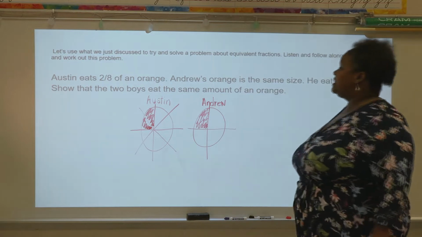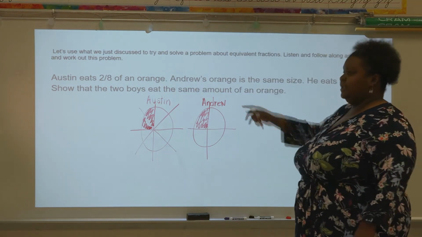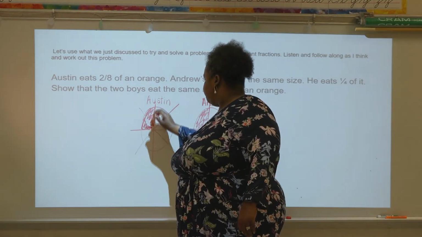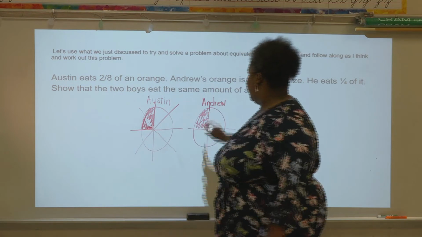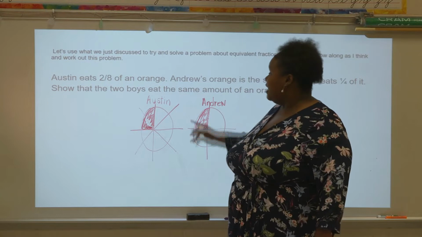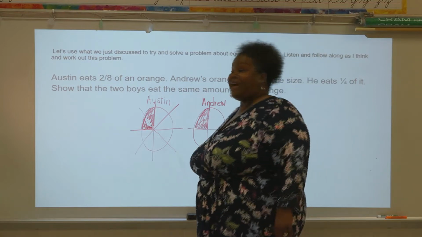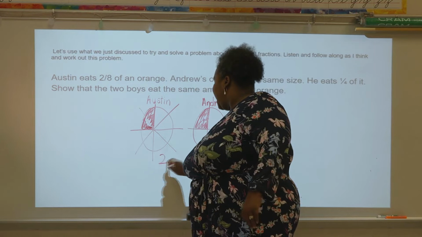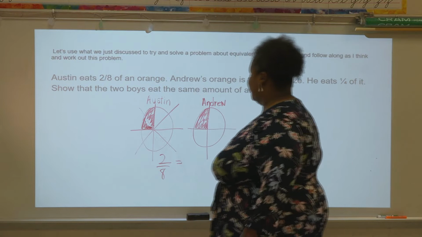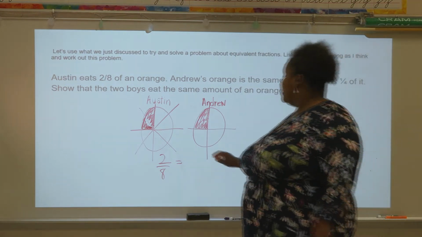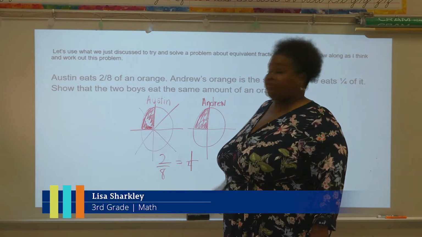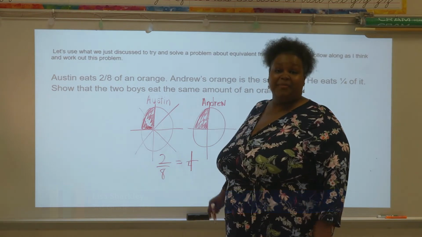Show that the boys eat the same amount of an orange. Let's look at this one. When I do it like that, and I do this, I can tell they ate the same amount. I'm going to write a fraction underneath to show that. 2/8 is equal to 1/4. I just wrote an equivalent fraction. I used the models to help me.